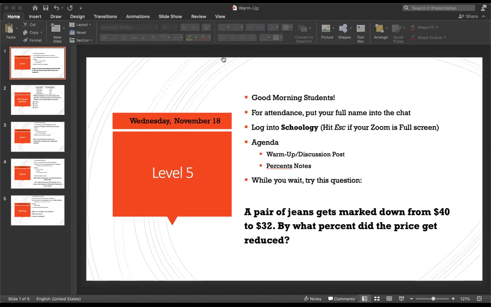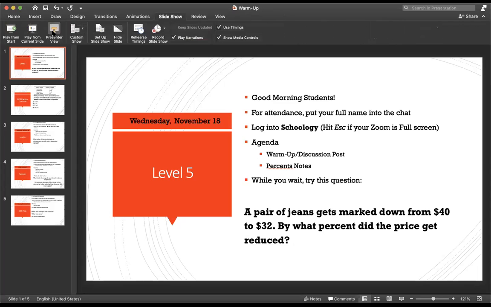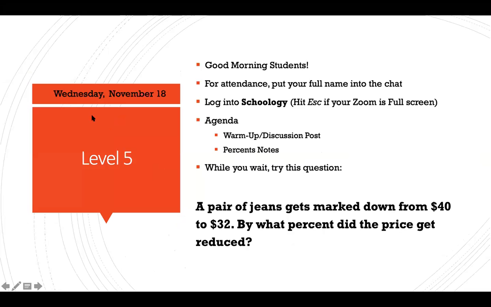All right. But before we get into that, as you can see on your screen there, we have a warm-up that we're going to do. We're going to do our discussion. We're going to do actually the GED practice question, then a discussion post as well. And so let me go ahead and make this a little bit bigger from my end. Okay. All right, so this question says a pair of jeans gets marked down from $40 to $32. By what percent did the price get reduced?